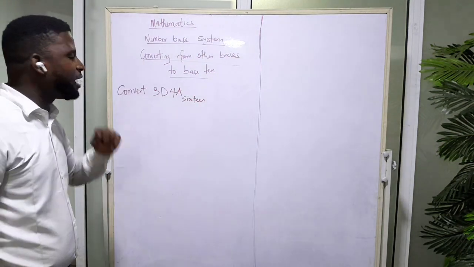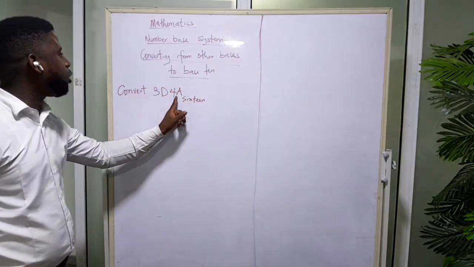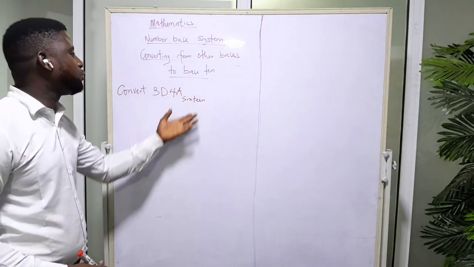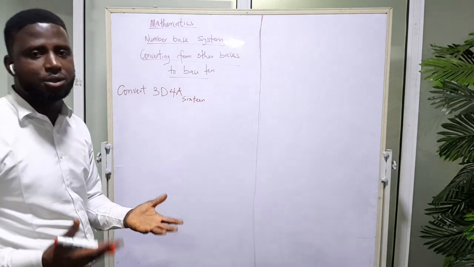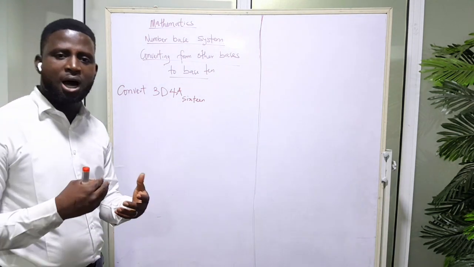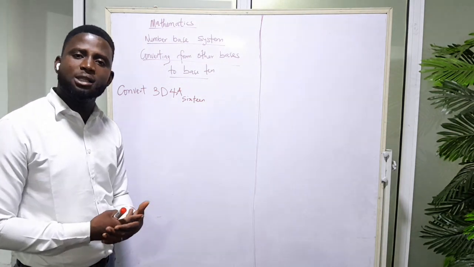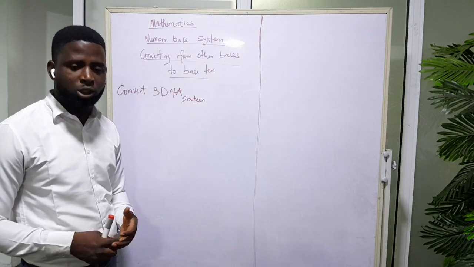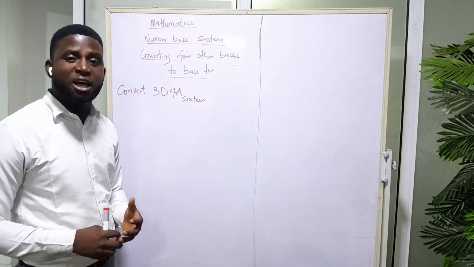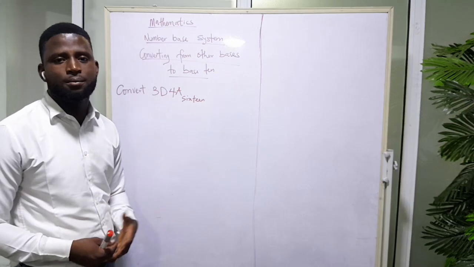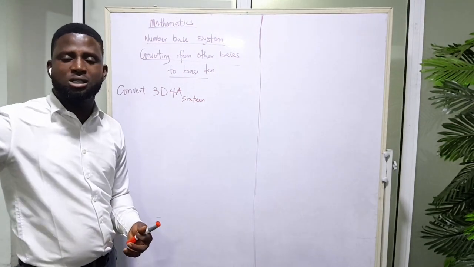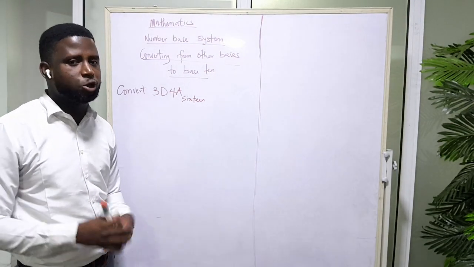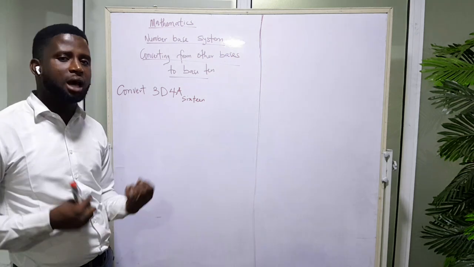Alright, let's look at another example: 3D4A base 16. Now, if you look at this, base 16 is higher than base 10, right? Base 10 is our natural base in which every mathematical operation is carried on, which means the highest number in the natural base is 9. Numbers like 10, 11, 12, 13, 14 do not really exist as single digits in base 10.